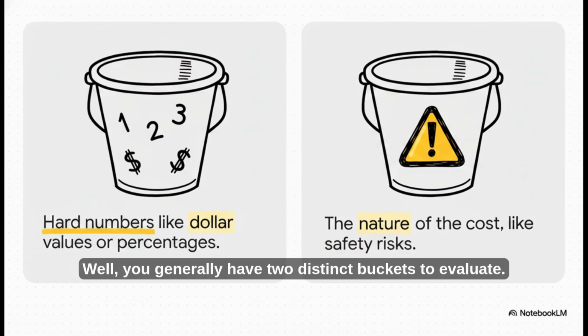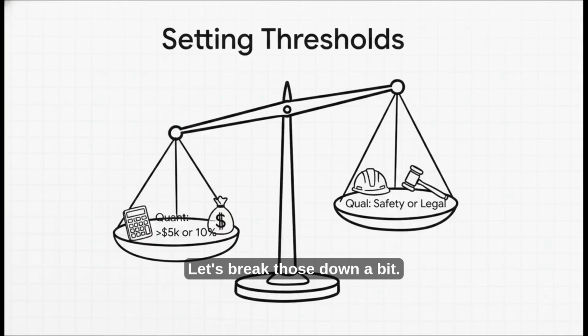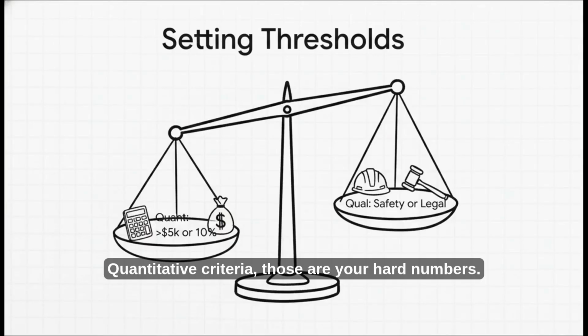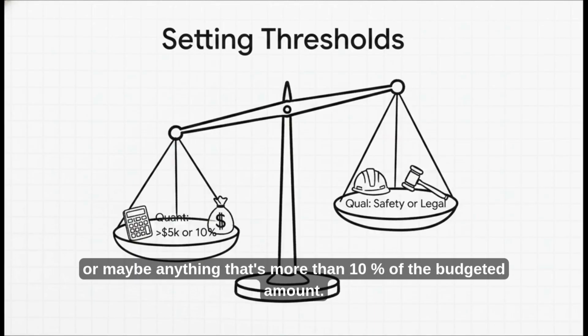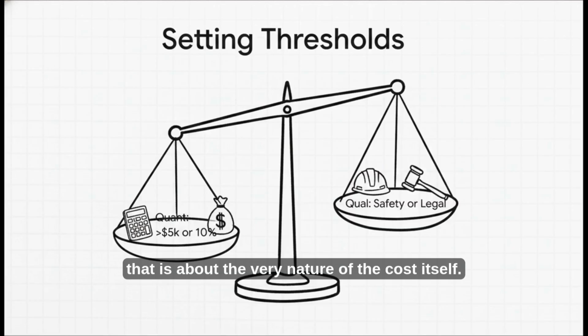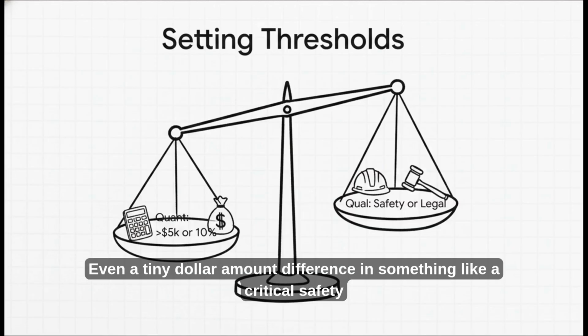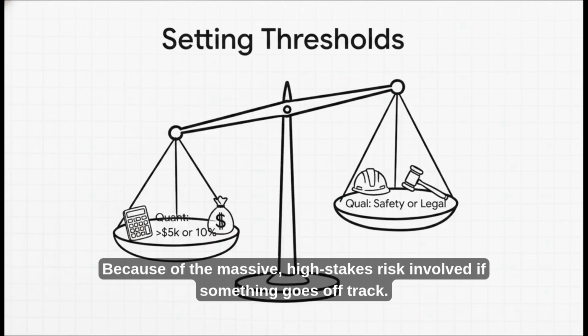Well, you generally have two distinct buckets to evaluate. On one side, you have quantitative criteria, and on the other, qualitative criteria. Let's break those down a bit. Quantitative criteria, those are your hard numbers. That might mean a company rule to automatically investigate any variance over $5,000, or maybe anything that's more than 10% of the budgeted amount. But qualitative criteria, that is about the very nature of the cost itself. Even a tiny dollar amount difference in something like a critical safety cost or legal compliance budget could be an exception. Why? Because of the massive, high-stakes risk involved if something goes off track.